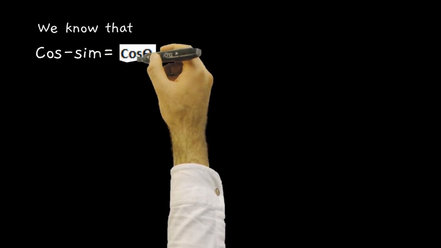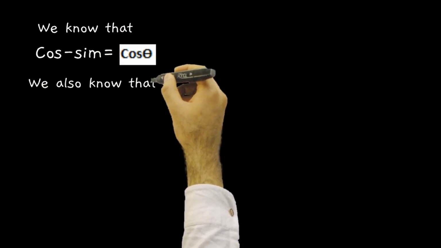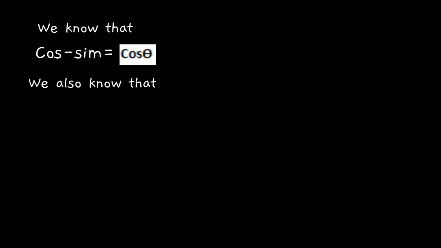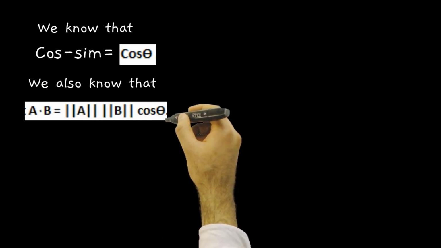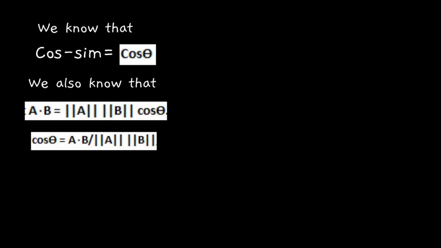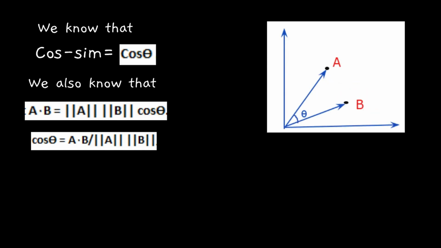What is the formula for cosine similarity? Cosine similarity is equal to cos theta, and we already know that A dot B is equal to norm A into norm B into cos theta. So cos theta is equal to A dot B divided by norm A into norm B, where norm A and norm B are the lengths of A and B respectively from origin. These are L2 norms of A and B respectively, and theta is the angle between both of them.